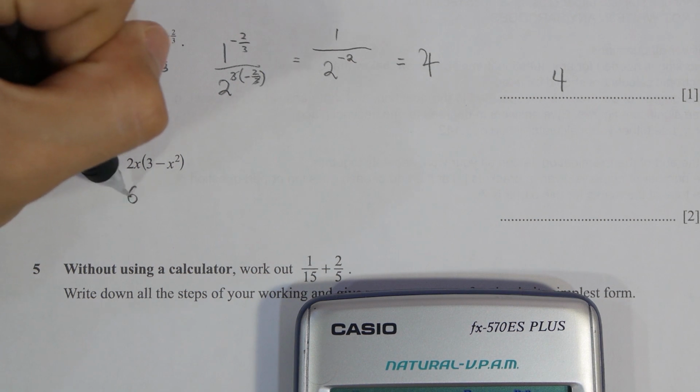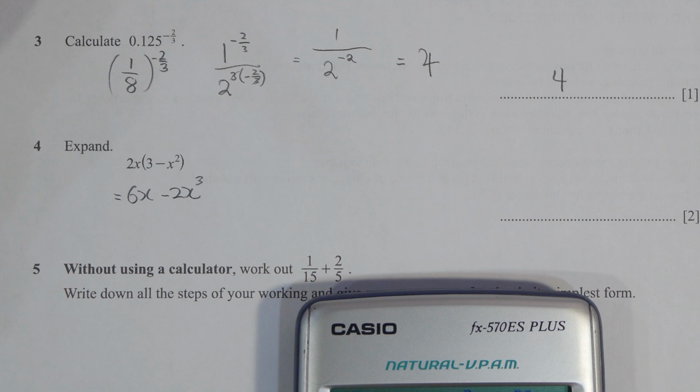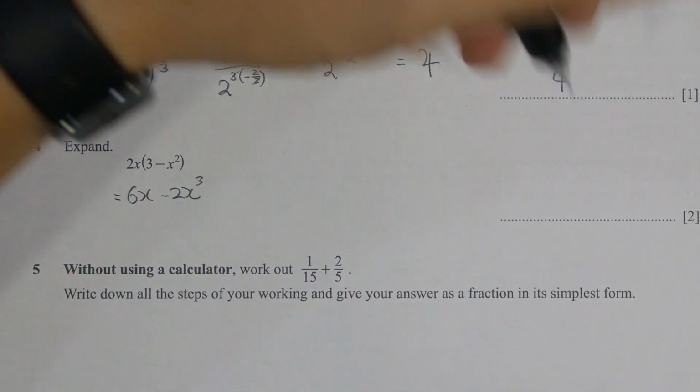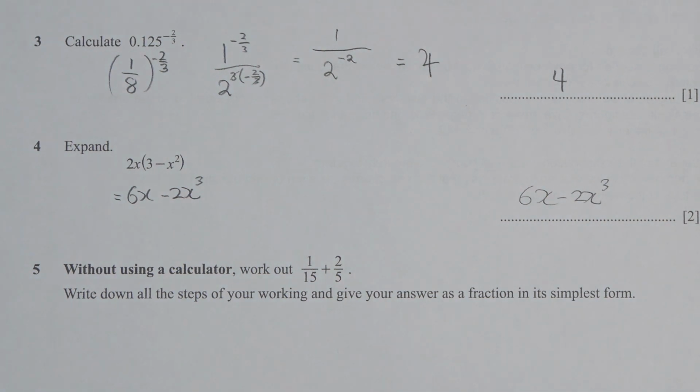Whereby for question 4, I simply multiply the 2x into 3 and negative x squared respectively. So the result will be 6x minus 2x cubed.